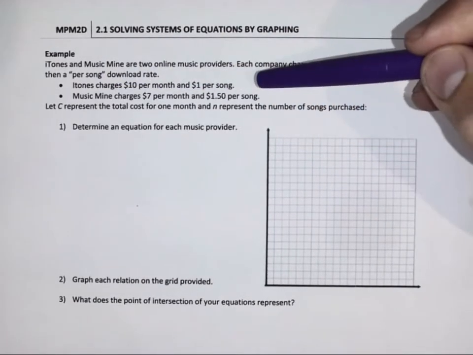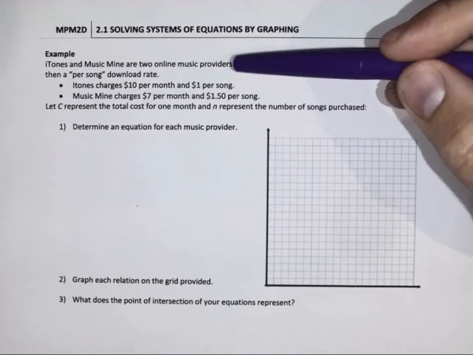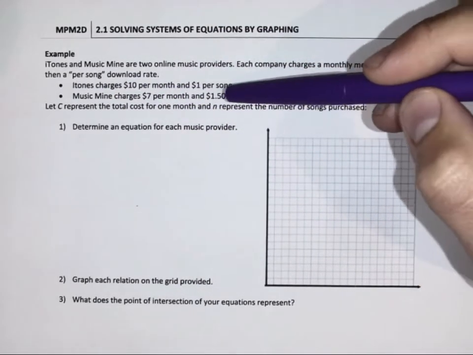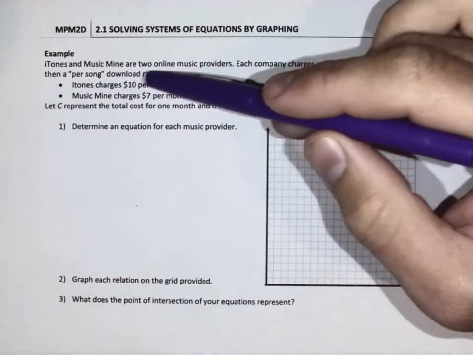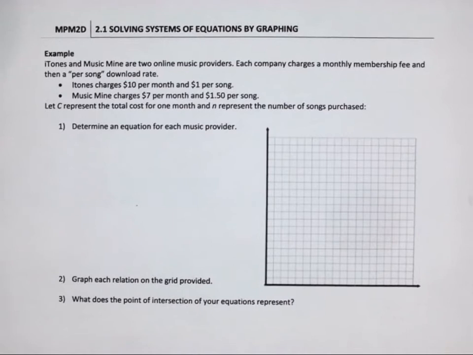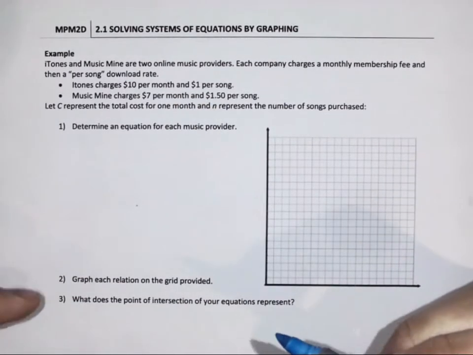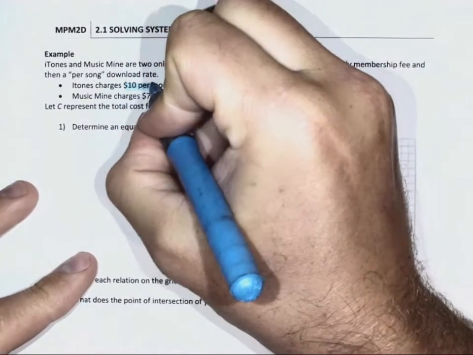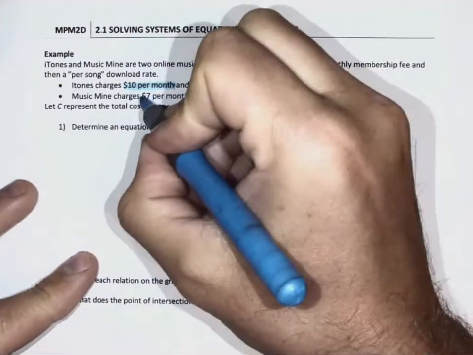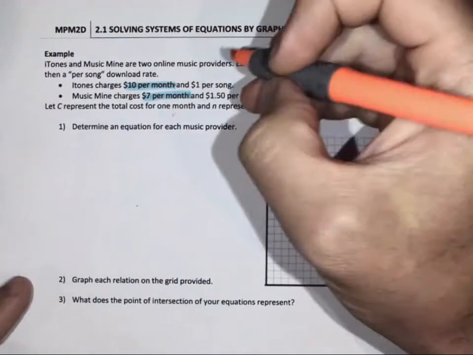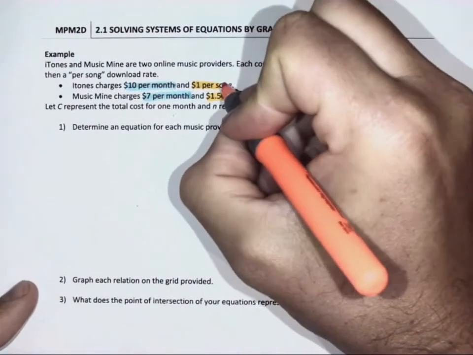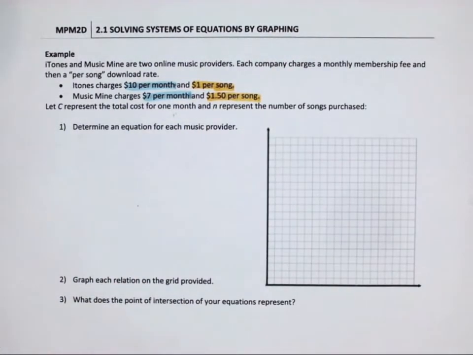iTunes charges $10 per month and then $1 per song. MusicMine charges $7 per month and $1.50 per song. So even though we see the word per twice, we still recognize that we're looking at it in terms of 1 month, not a full year subscription. So that's our base fee, our initial value per month. And then we have a rate of change, a per song. How many songs per month have you downloaded?